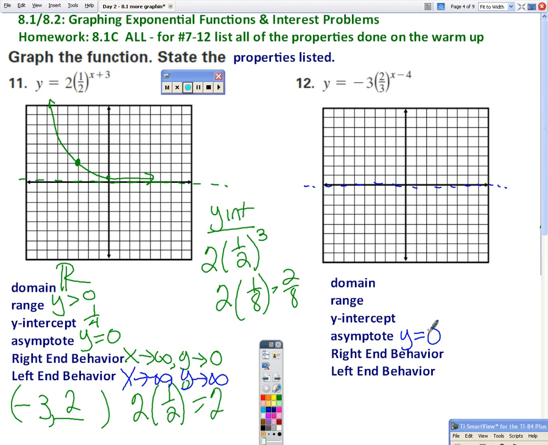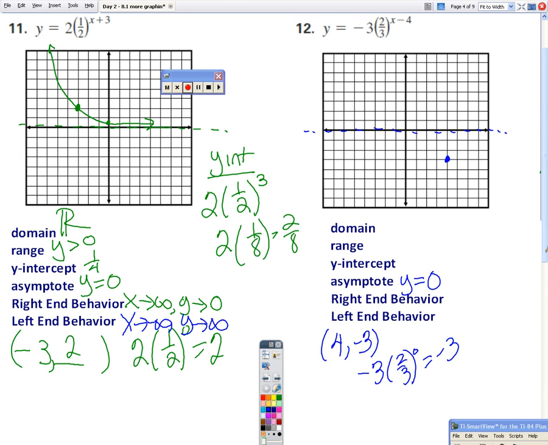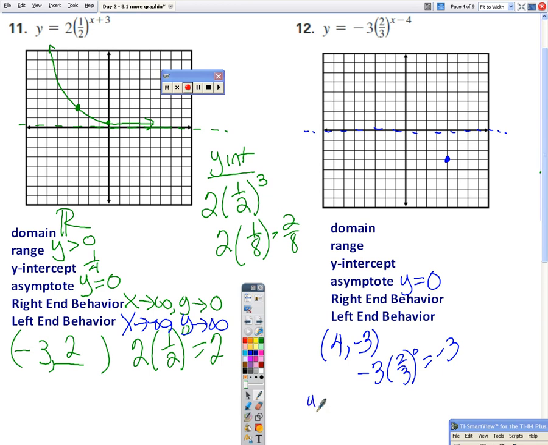When I go to find my key point, I need to plug in 4 for x, and I'm going to get negative 3. So this is going to be negative 3 times 2/3 to the 0. Now, for the y-intercept, negative 3 times 2/3 to the negative 4th.